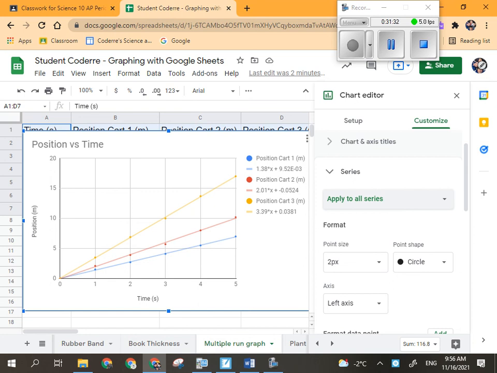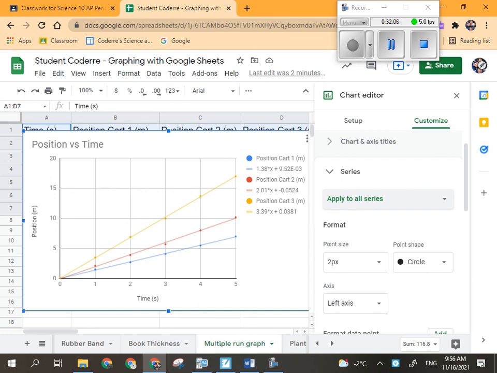That means the yellow car is moving at 3.39 meters per second, okay, and had a starting position of 0.0381, okay. Car 2 is moving at 2.01 meters per second and had a starting position of negative 0.0524, means behind the start line a little bit, okay. And for cart 1, it's the slowest, only moving at 1.38 meters per second, and its starting position was just barely behind the starting line. Everybody okay with that? All right.